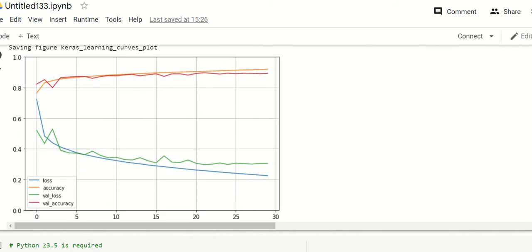And you can see that loss decreases each time, whereas accuracy increases and stabilizes.